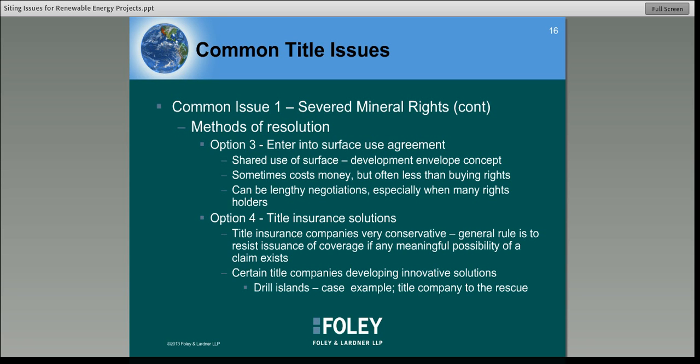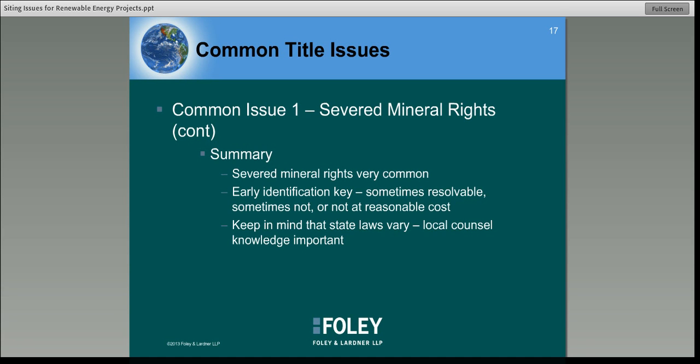So the title company we were working with had a solution where we agreed with them that we would set aside a portion of the project site for these future drill islands. So if the mineral rights holder ever shows up, we would allow them to use those areas, and on that basis they were able to issue the title insurance coverage.